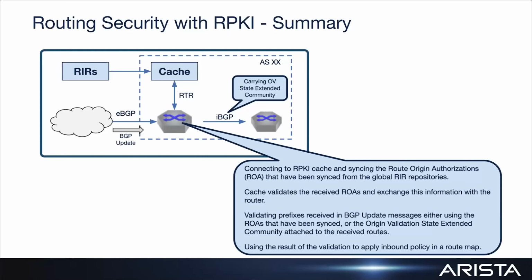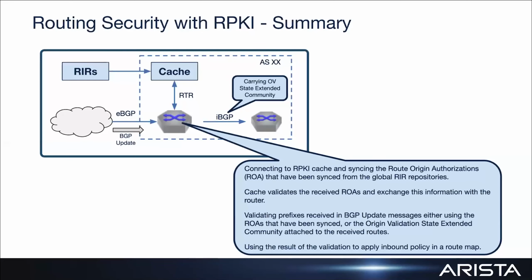When the router itself now receives BGP updates from its peers, it's able to validate those prefixes using either the cache information it has received via the RTR protocol, or by using the origin validation state extended community, which can be attached to the received routes and is usually used with IBGP. Afterwards, by applying a route map or anything, you can act on the validation state. So it is completely up to you what you would do with the validation itself.